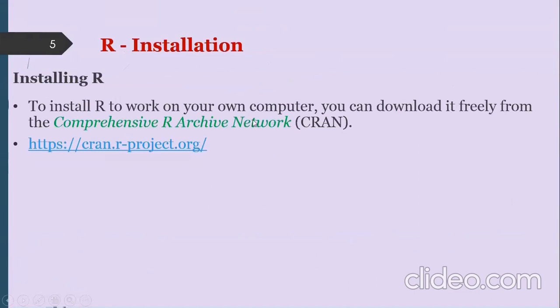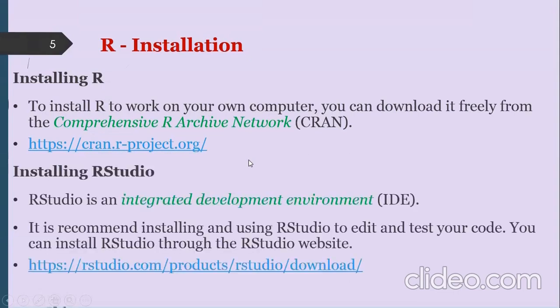And how to install R. First, I invite the whole class to install R to work on your own computer. You can download it freely from the Comprehensive R Archive Network, CRAN. You can download it from the CRAN site, cran.r-project.org, and then install RStudio. So you need to install R, and then you need to install RStudio.